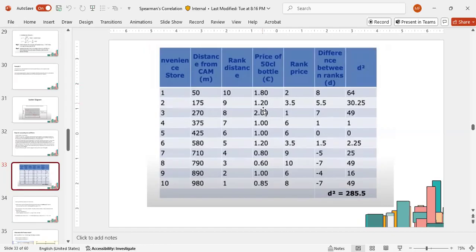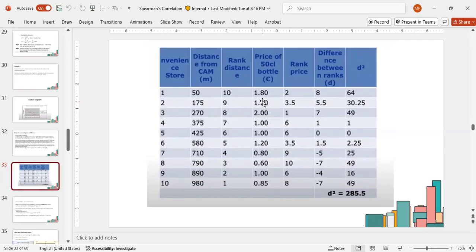This is the price of the bottle. Because the highest price was 2, it will get the ranking of 1. The second highest price was 1.8. This will get the ranking of 2. The third highest price is 1.2, and two shops are selling it at 1.2. Now, because these positions are 3 and 4, you cannot write this as 3 and this as 4, or this as 3 or this as 4.